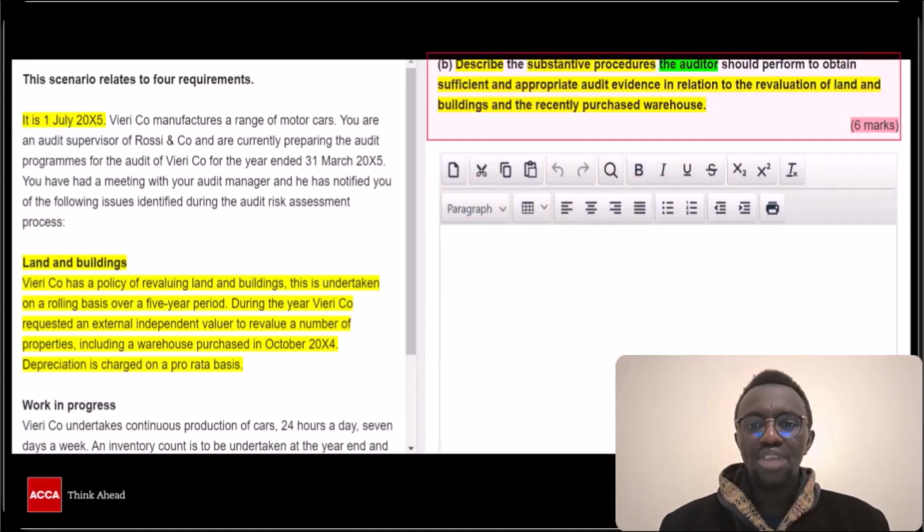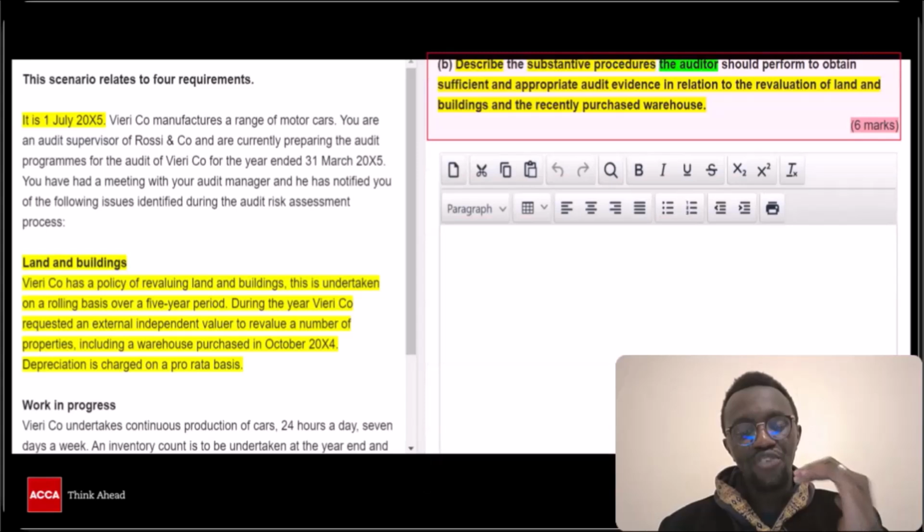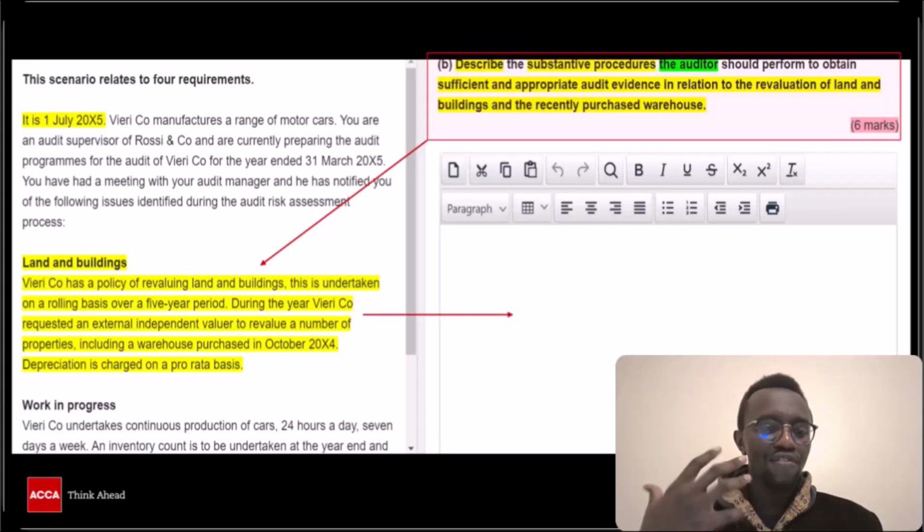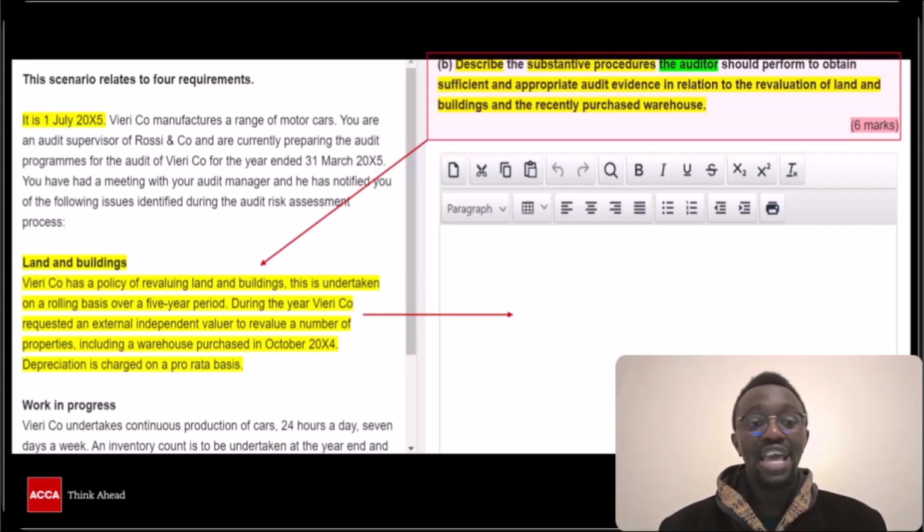All right. So I look at that, it's 6 marks. It means I need to give 6 very good points. That's what I need. So I look at this and I say, okay, fine, fantastic. I'm reading through it, and there are a few questions I have in my head. I'm told here, Very company has a policy of revaluing land and buildings. This is undertaken on a rolling basis over a 5-year period. During the year, Very company requested an external independent valuer to revalue a number of properties, including a warehouse purchased in October 2024. Depreciation is charged on a pro rata basis.